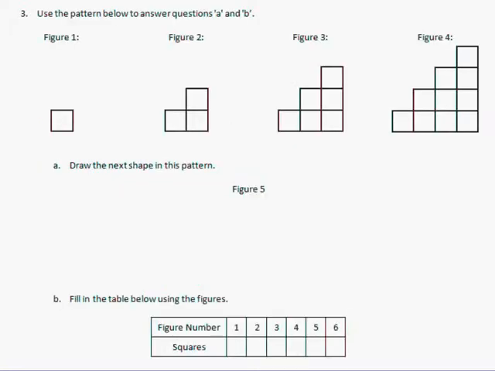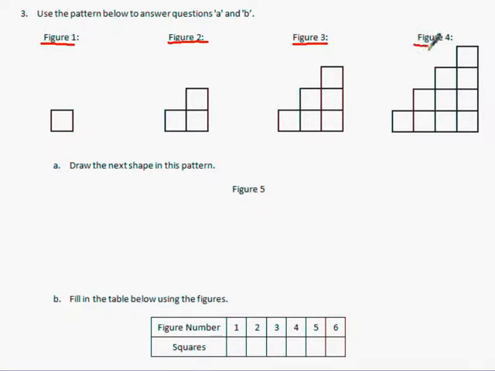Alright, here's a pretty big question. Use the pattern below to answer questions A and B. So let's take a look at this pattern. We have figure 1 is 1 square. Figure 2 looks like 3 squares. Figure 3 looks like a lot more squares. So we have to figure out what's happening to our pattern.